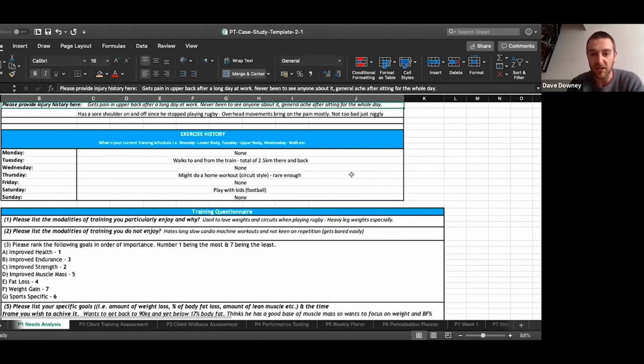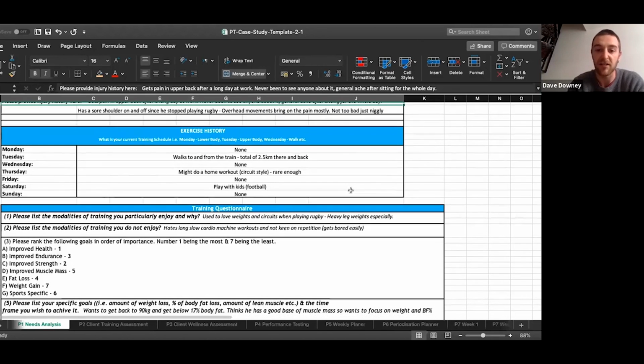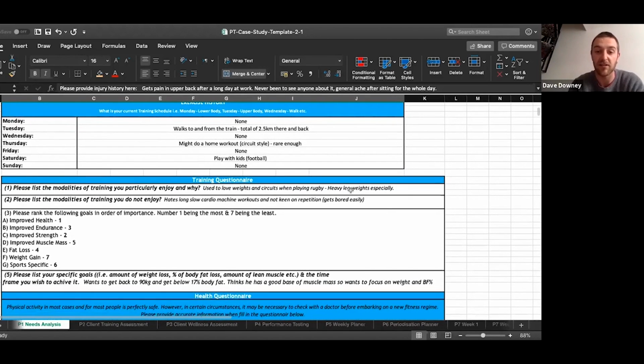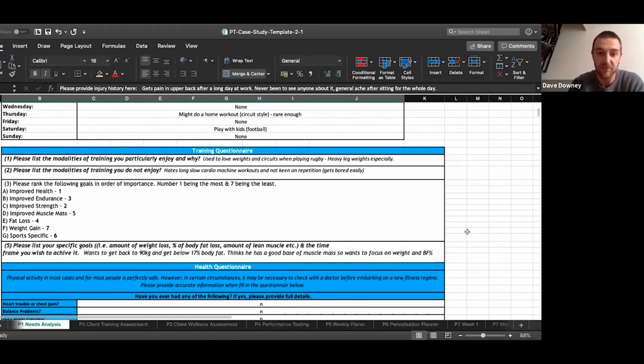So you can see there that he's someone who's quite sedentary through work, with no real exercise, but has a history of exercise through rugby. So basically he's just fallen off the wagon a little bit.